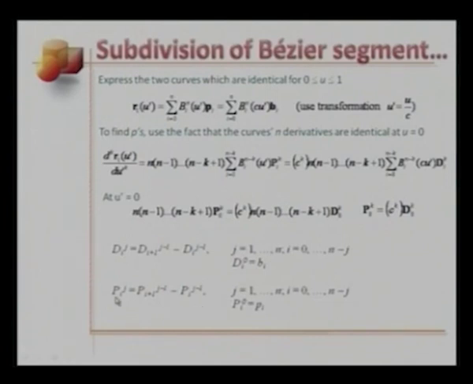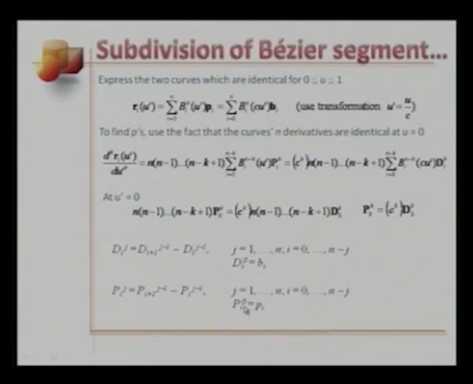Likewise, capital P sub i super j are defined in terms of the new data points that we need to find. And P sub i super j is equal to P i plus 1 j minus 1 minus P i j minus 1. Again, j is going from 1 to n and i goes from 0 to n minus j.